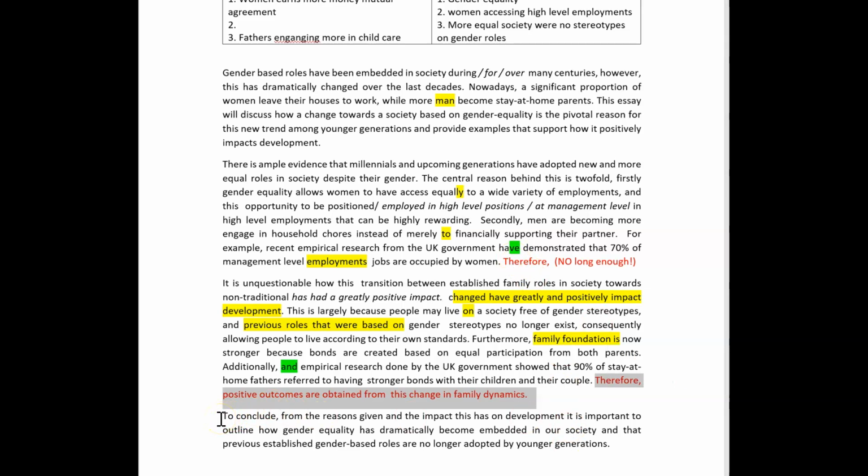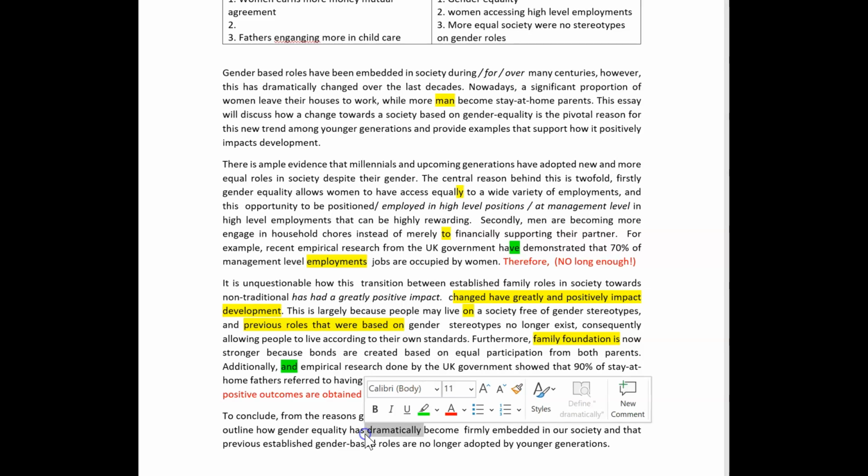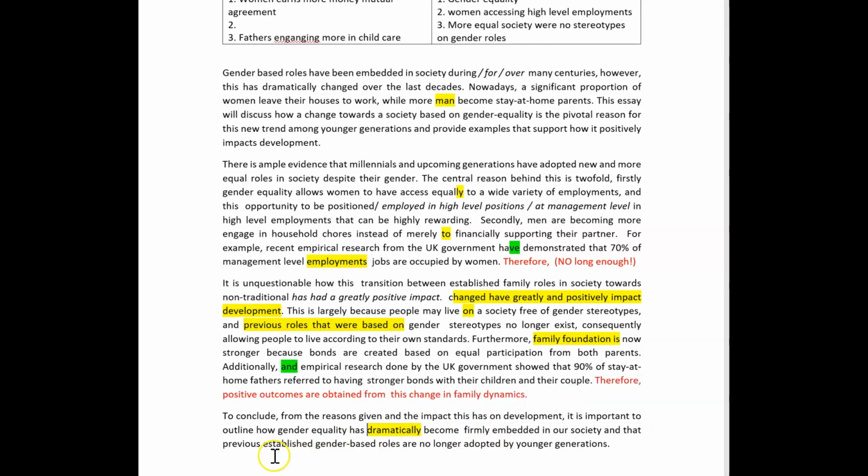To conclude, the reasons given and the impact this on development, comma, it is important to outline how gender equality has dramatically become dramatically embedded, or become, I go firmly embedded. I wouldn't go dramatically, grammatically it's not the best, but it also has to come here, position in our society, and that previously established, either the previous or previously established gender-based roles are no longer adopted by younger generations. Good. What a fabulous high-level essay.